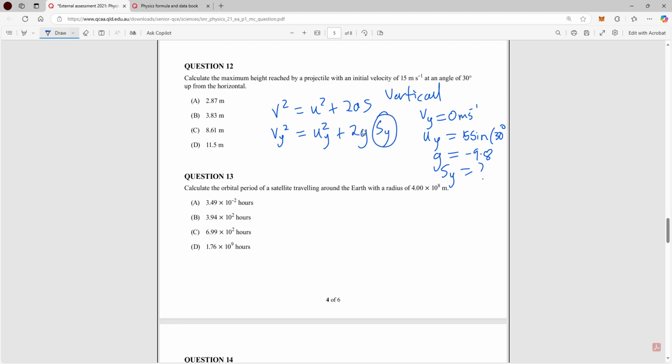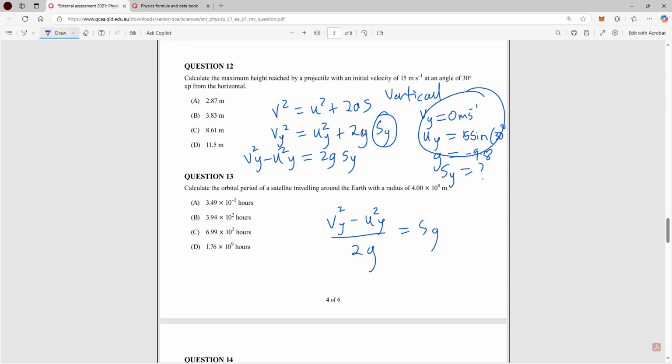We want to get this as the subject, so you want to move this guy across, so you have v squared y minus u squared y equals 2gsy. Then you want to divide by the 2g, so I'm just going to write down here. And there we go. So now we just chuck these numbers into here.